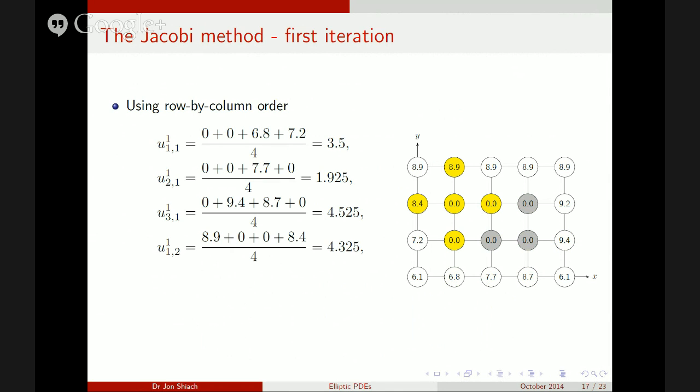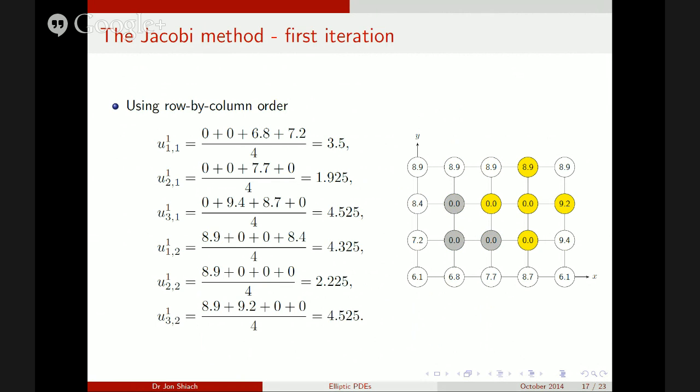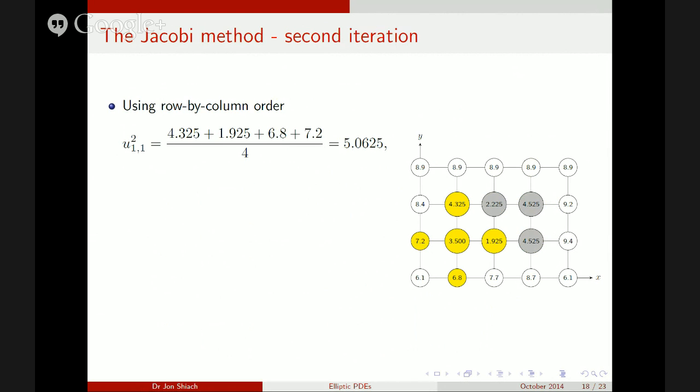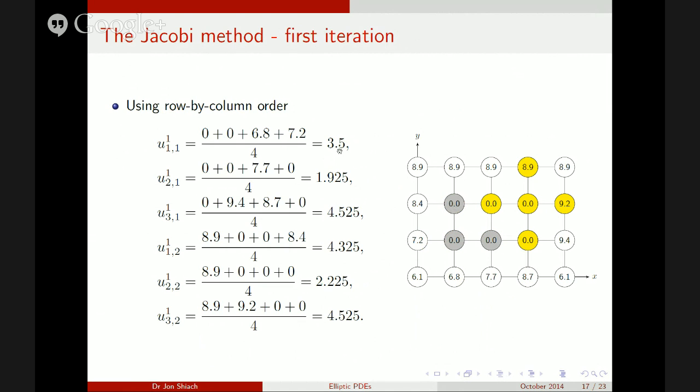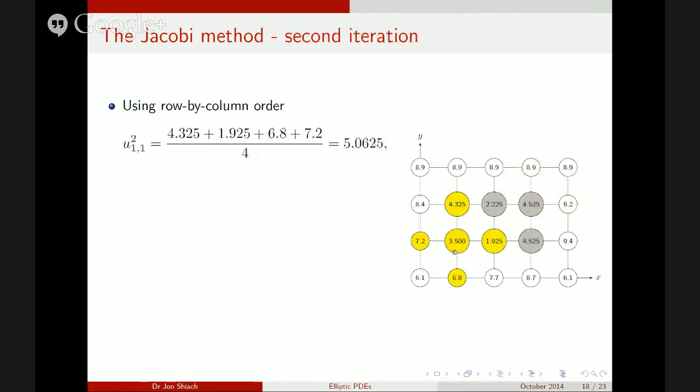Moving up a row, so moving to the second row, and across. I'm not going to go through each one of those, but you can see where it comes from, hopefully. So all of these are now my first estimates of the solution. What I've done here on this diagram on the right is I've filled in what our first estimates are. So for example, 3.5 there, that's now 3.5.